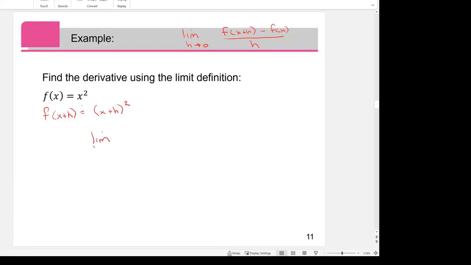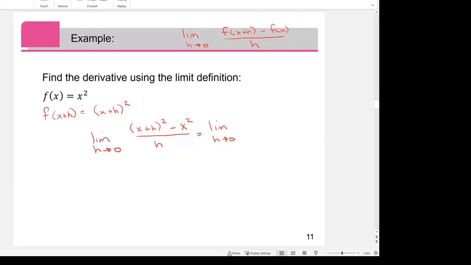We have the limit as h approaches 0 of f of x plus h, which is x plus h squared, minus f of x, which is x squared, divided by h. Notice I keep writing the limit. You have to keep writing the limit. It's part of the notation, so don't let go of that until we actually evaluate it.